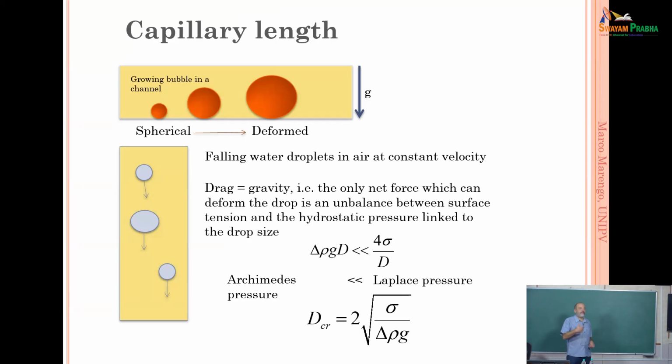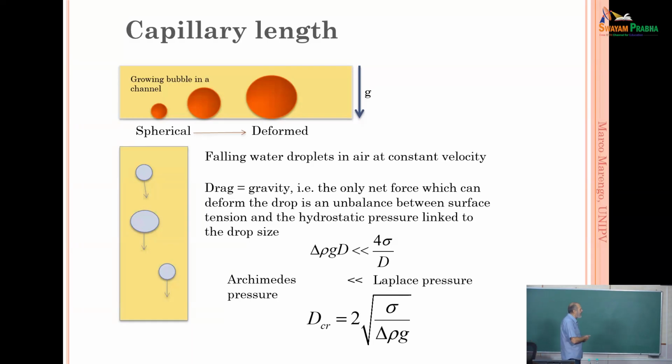When we have another force, for example gravity, we can compare this kind of pressure with the hydrostatic pressure. So we can write the expression in this way. Instead of R, I put the diameter. So instead of 2 sigma divided by R, we have 4 sigma divided by D. We have from one side the buoyancy and on the other side the capillary pressure. Okay? And we can compare.